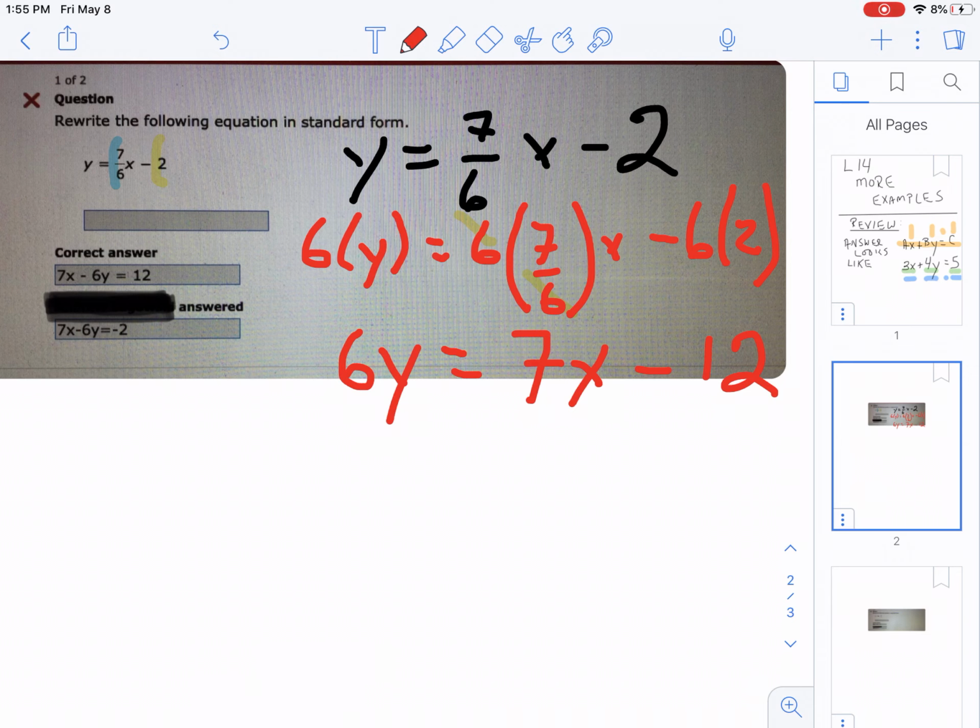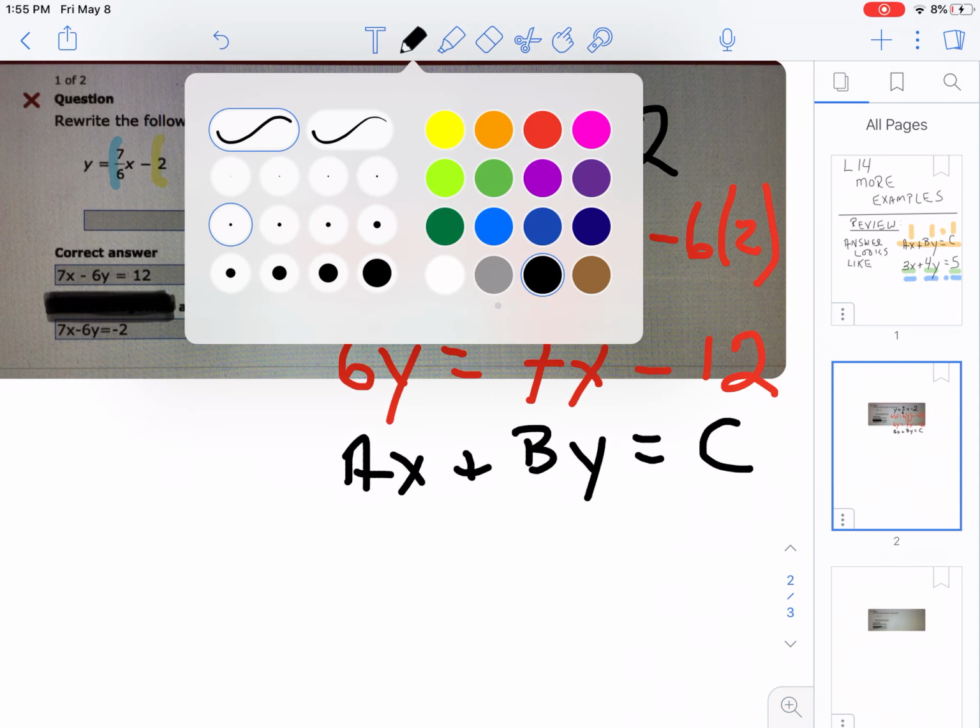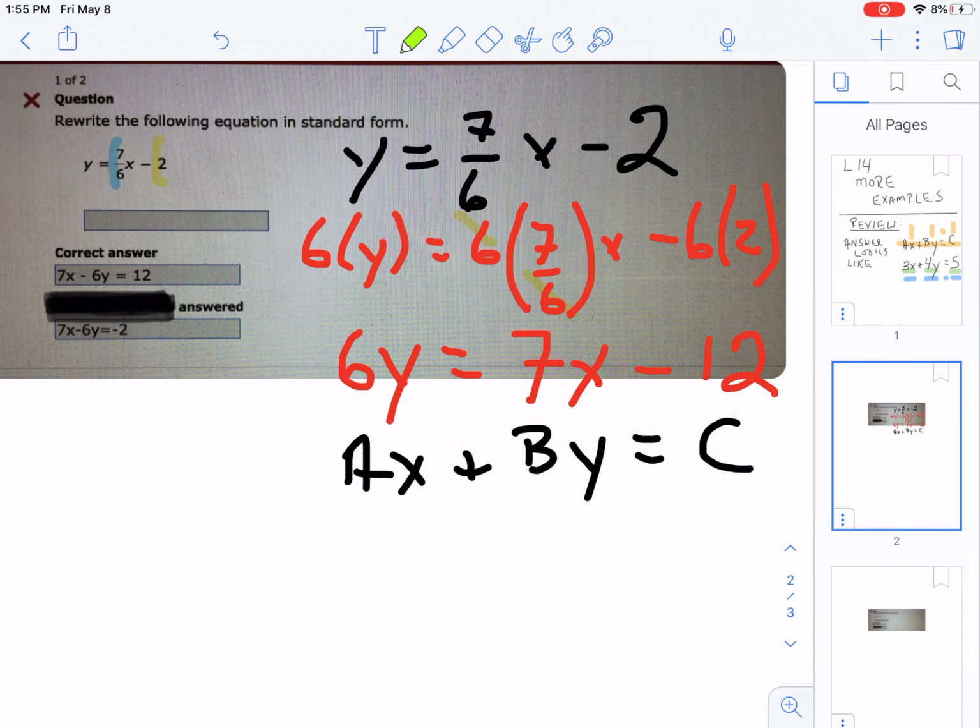So remember, we're going to put this in standard form, which looks like ax plus by equals c. All right, so we have to get the x and the y on the left and the number on the right. Okay, so I'm going to take the 7x and move it over to this side. So this becomes negative 7x plus 6y equals negative 12.